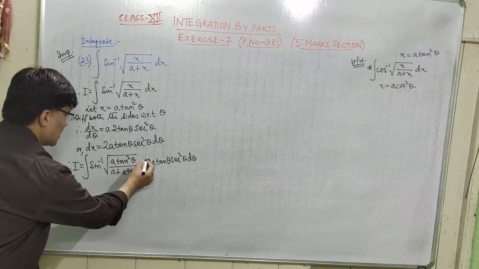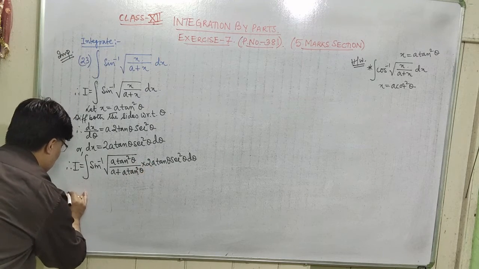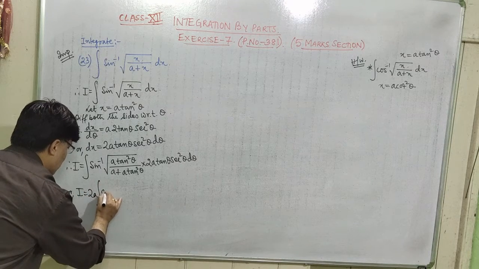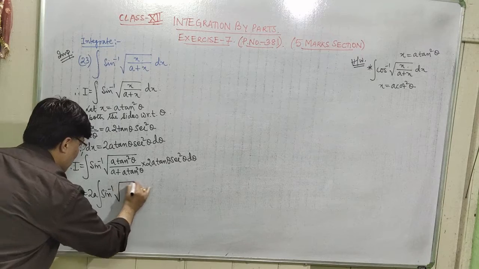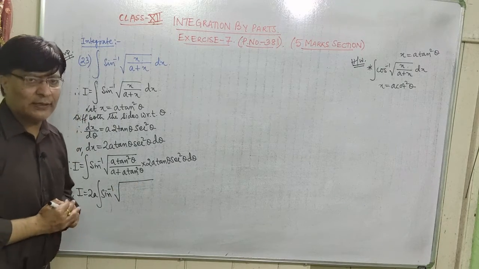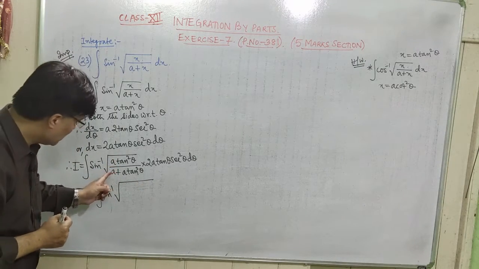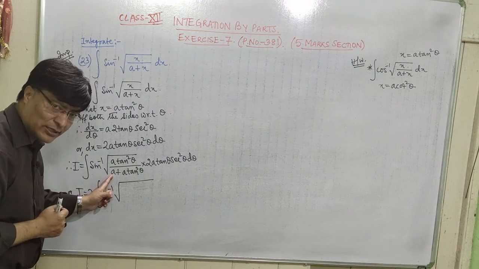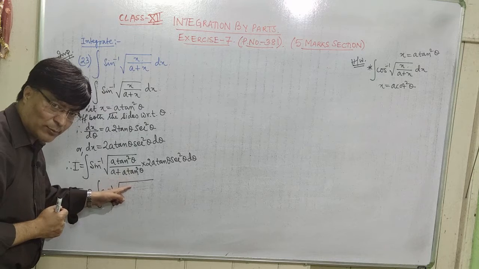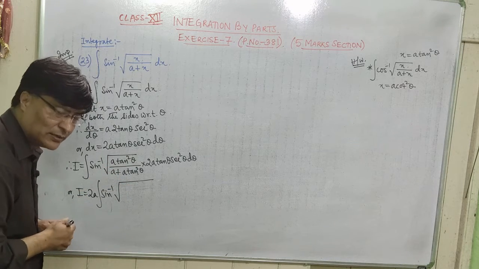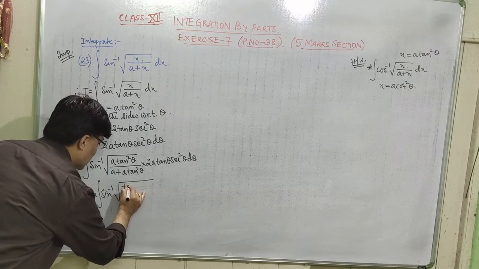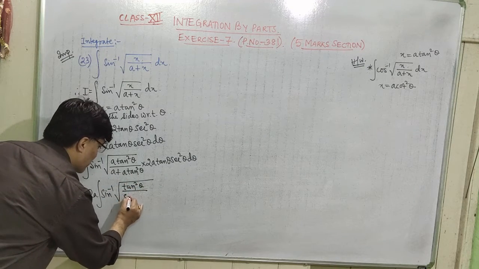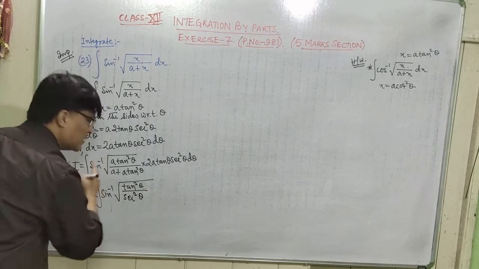In this case, this 2a is a constant. It is taken outside the integral sign. So I is equal to 2a integration of sine inverse. Within the square root, let us simplify the expression: a plus a tan square theta. Here a is common, isn't it? Within the bracket we have 1 plus tan square theta. A will be cancelled. So you will have tan square theta divided by, what is 1 plus tan square theta? Sec square theta. What happens to a?